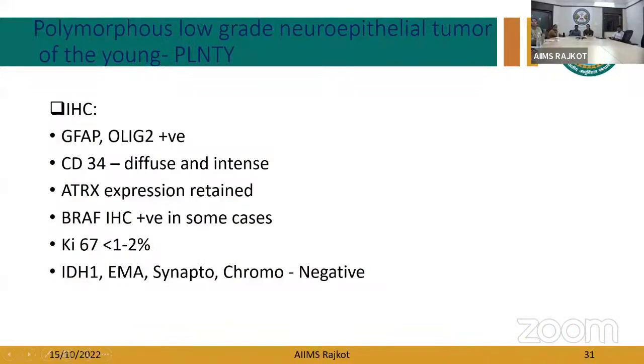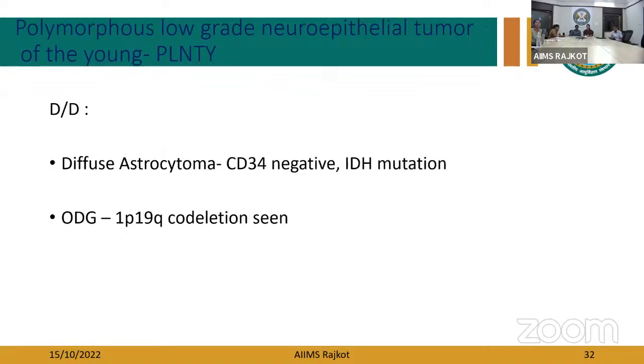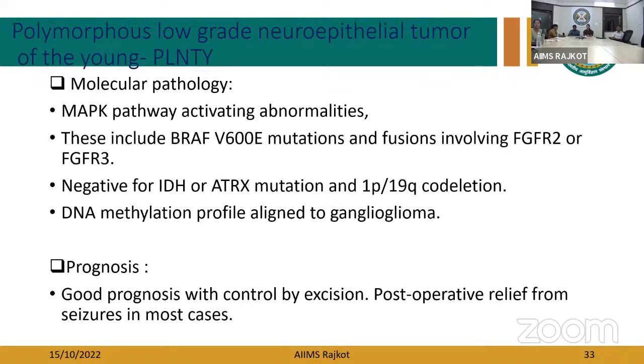Next. So on IHC, it is GFAP and OLIG2 positive, CD34 diffuse and intense, ATRX expression is retained. BRAF is positive in few cases, whereas it is negative for IDH1, EMA, synaptophysin, and chromogranin. Next. For differential diagnosis, diffuse astrocytoma, which is CD34 negative and shows IDH mutation, and adult oligodendroglioma, which shows 1p19q co-deletion.